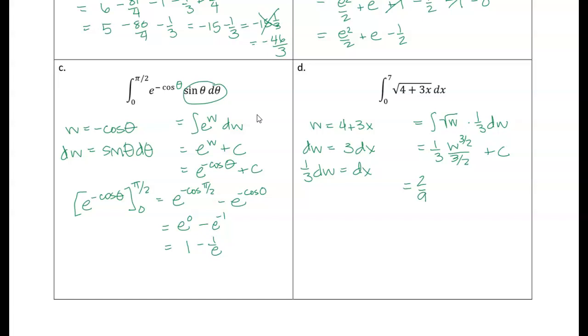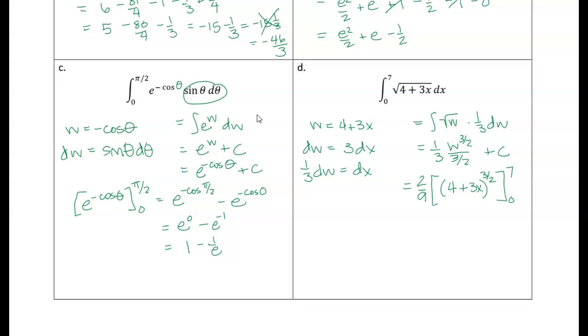And then, again, this is a definite integral, so I'm going to have to evaluate this thing. But I'm going to substitute w in here. So w is 4 plus 3x. And that's to the 3/2, and I want to evaluate that from 0 to 7. Okay, so let's do that.